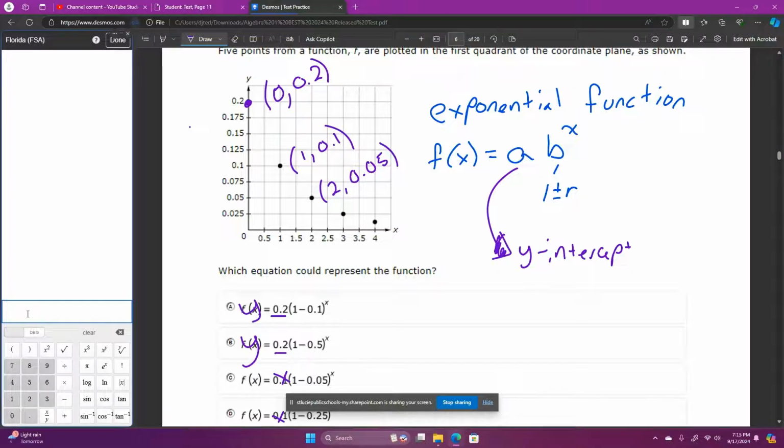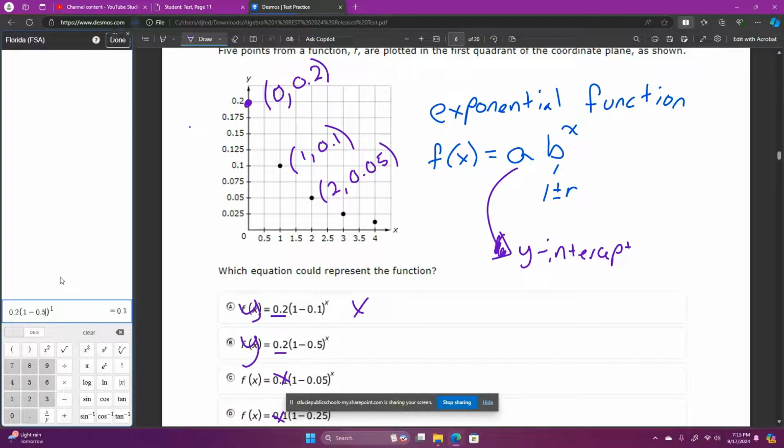And I can check these on the calculator. Y equals 0.2 times 1 minus 0.1 to the power of x. And then for my x, when I put in x to be 0, from my first point, I do get 0.2. And then when x is 1, I get 0.18, which is not 0.1. So you're out.